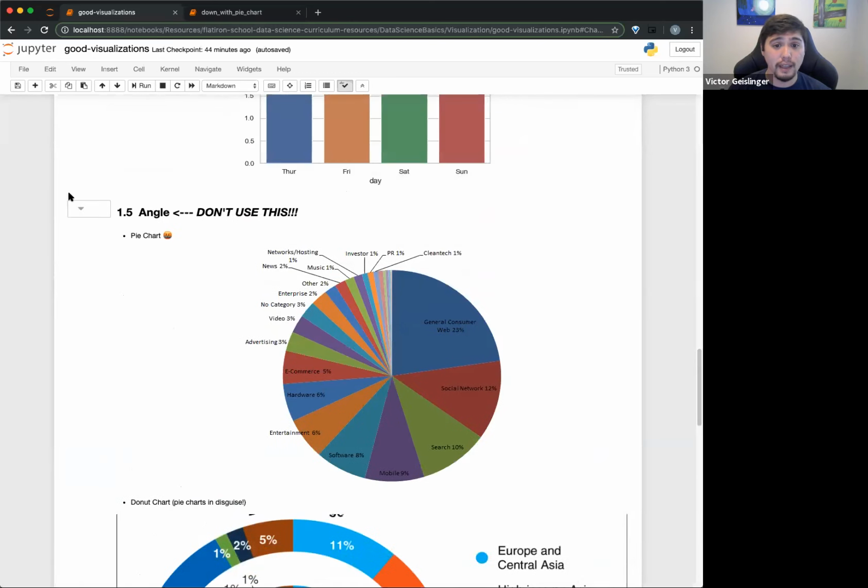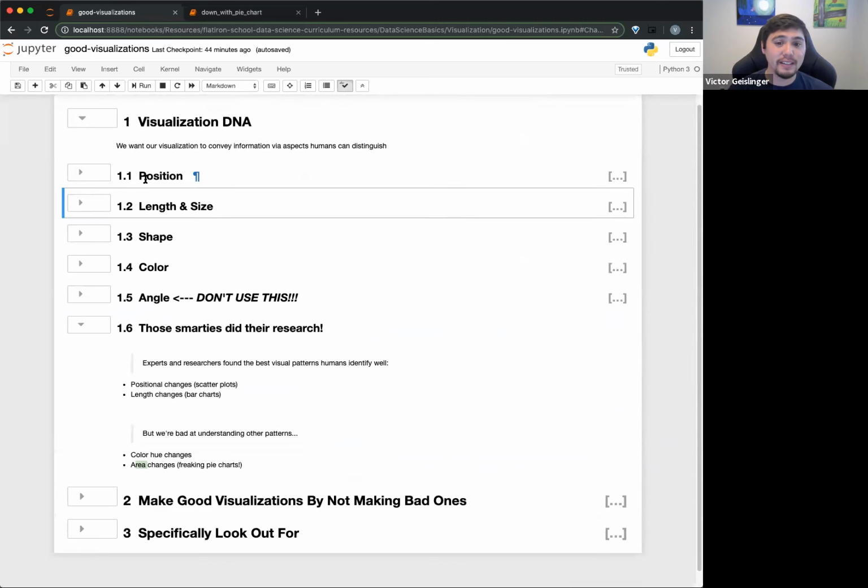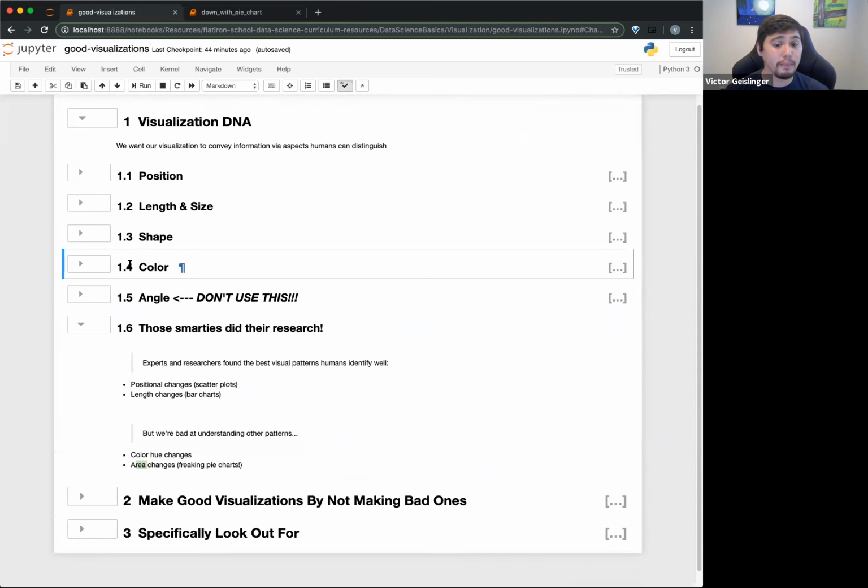It's disturbing me a lot. I just think about all the people who are using pie charts. They shouldn't. But position, length, and time. Position and length and size, those are probably the main ones. I would say color to emphasize category. Those would probably be the main three parts.